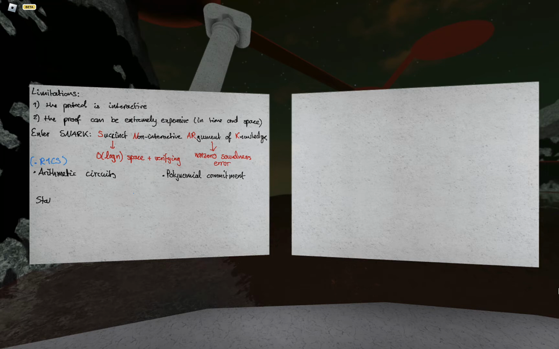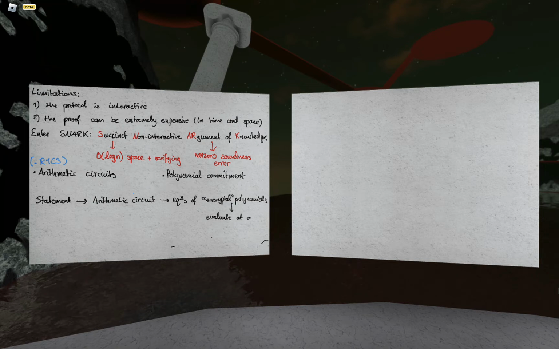We're going to take our statement that we want to prove, knowledge of something, and we're going to translate it into an arithmetic circuit, which I will define in a minute. And then we're going to translate it into equations of "encrypted" in air quotes, because that's sort of vague, polynomials. And then we're going to evaluate the polynomials at one point.